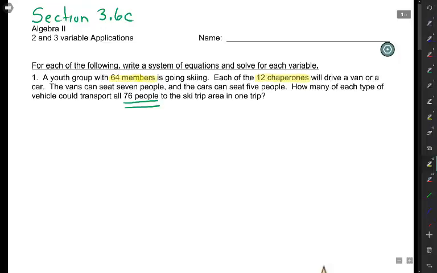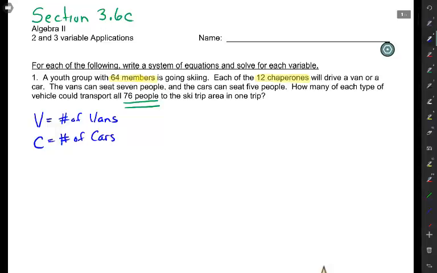So I need some variables. I'm going to say very simply, the vans can seat 7 people, the cars can seat 5 people. So I'm just going to say, hey, let V equal the number of vans. We're not talking shoes either. And C equals the number of cars. So every chaperone is going to be driving. And the question is, how do we go about this if we have vans and cars to go?